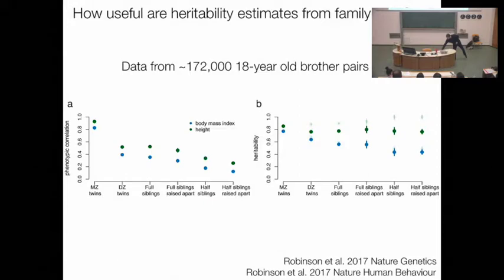So how useful are heritability estimates from family data? Well, this is a study that we published in 2017 in Nature Genetics, where we took the phenotypic correlation estimated for a series of family members from 172,000 18-year-old brother pairs from records in Sweden. And this is conscription records, so 18-year-old siblings will go into the army, they'll have lots of things measured about them, and we can calculate the phenotypic correlation from monozygotic twins, dizygotic twins, siblings raised apart, half-siblings and half-siblings raised apart. And from these simple correlation estimates, we can estimate the heritability, the proportion of phenotypic variance explained by genetic effects. And we can do that in two ways.